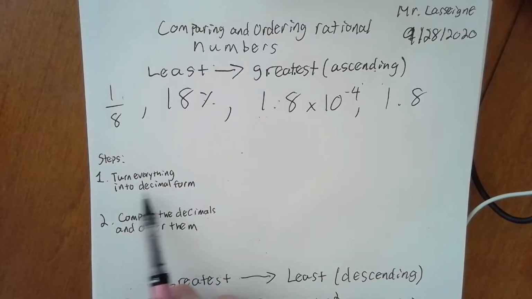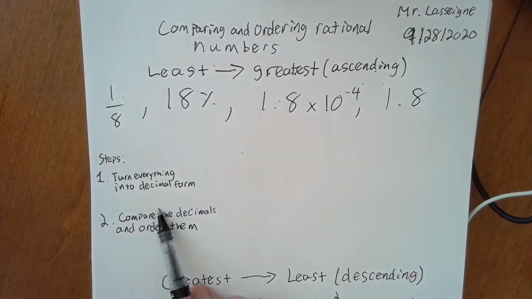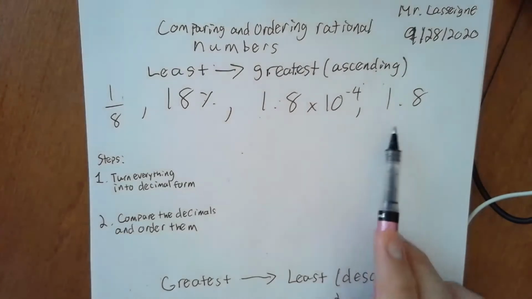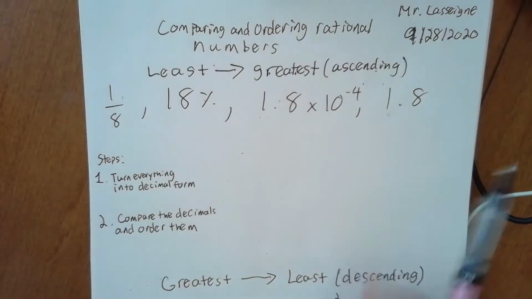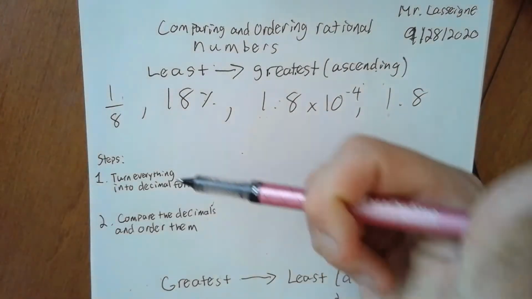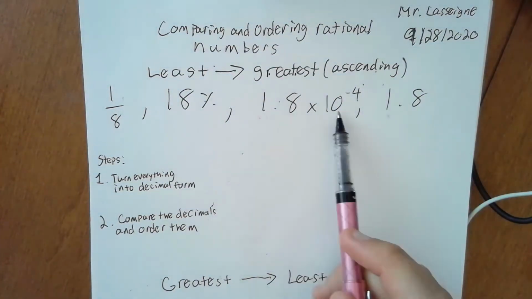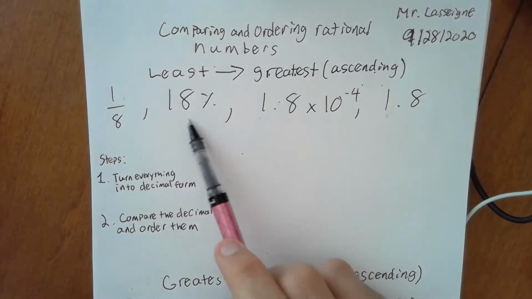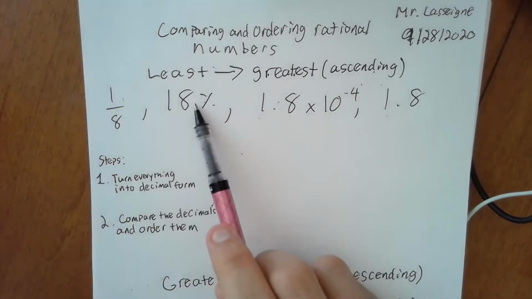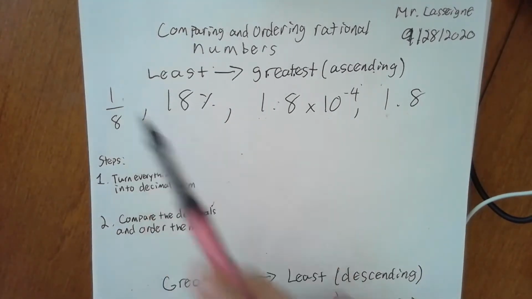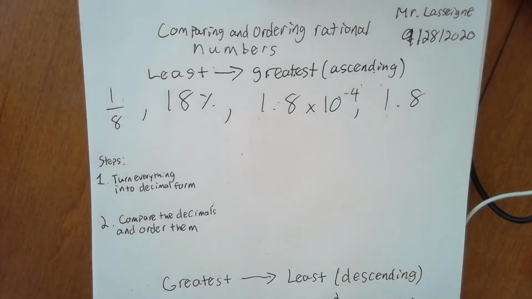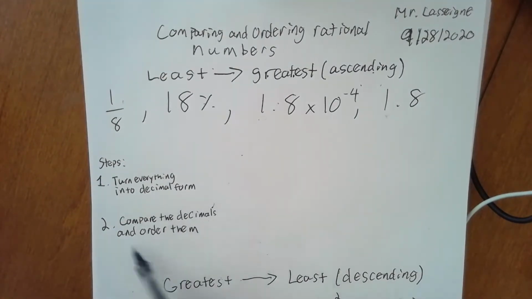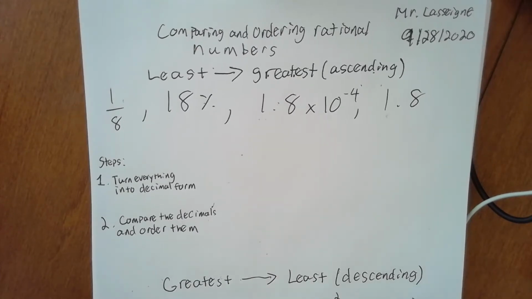We need to turn everything into decimal form. So for example, using the first problem, this guy's already a decimal, so he's good. Where's my thumbs up? He's good. This guy's in scientific notation, so I need to put him in standard form. This guy's in percent form, so I need to turn it to a decimal. And this is a fraction, so I also need to turn it to a decimal. Then I can compare the decimals, going one place value at a time, and order them appropriately.